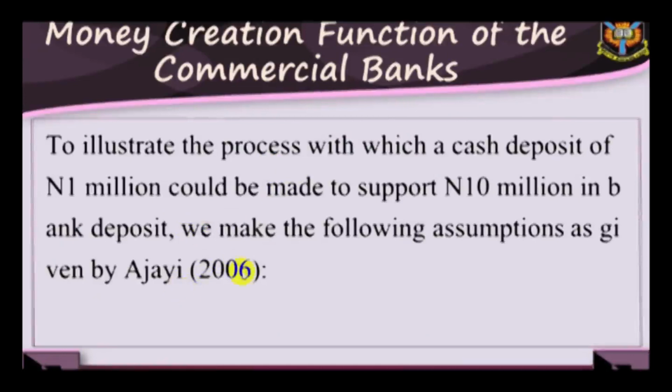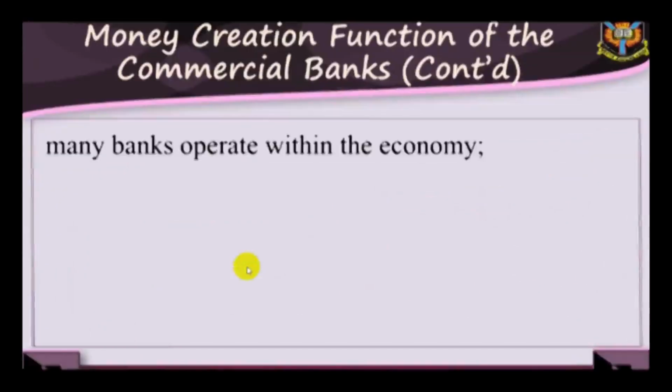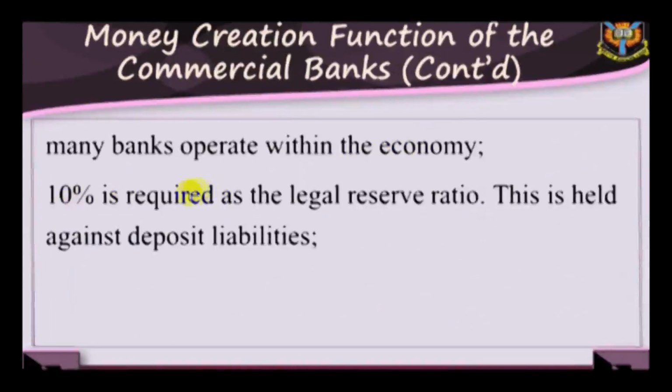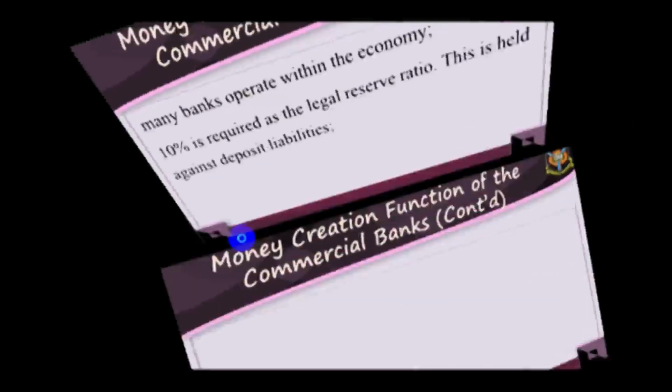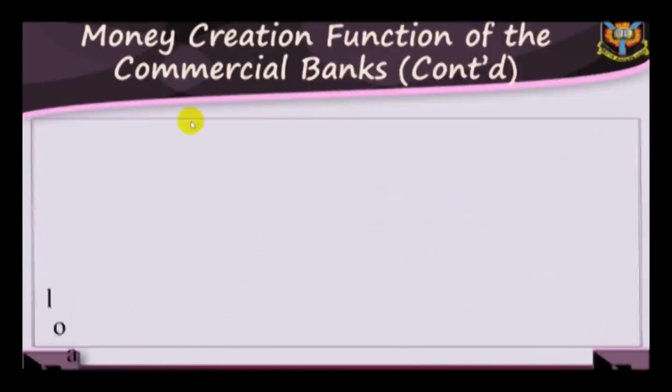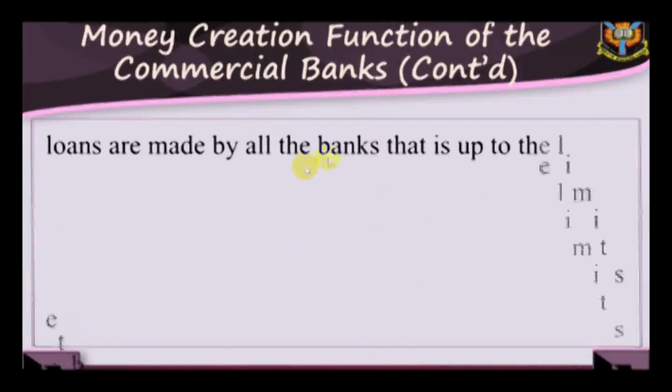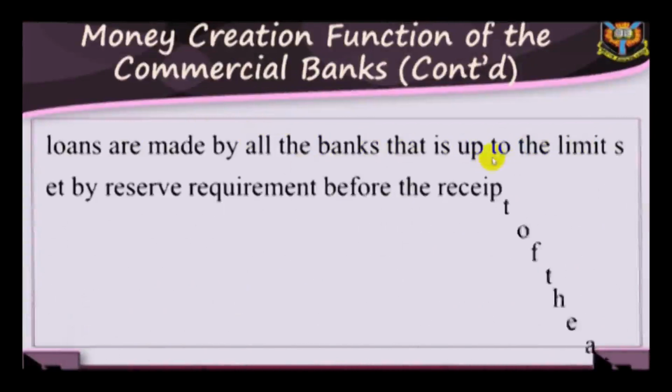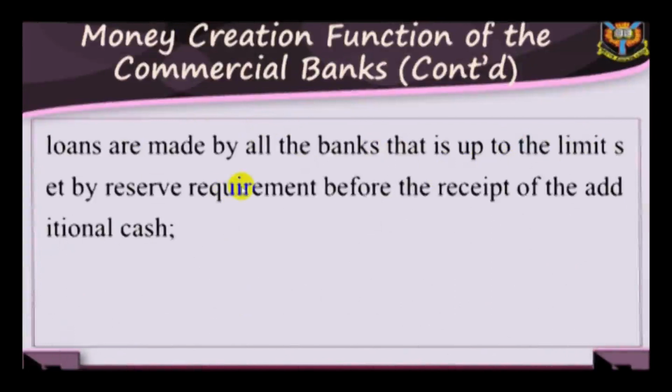1. Many banks operate within the economy. 2. 10% is required as the legal reserve ratio. This is held against deposit liabilities. 3. Loans are made by all the banks, that is, up to the limit set by the reserve requirement before the receipt of the additional cash.